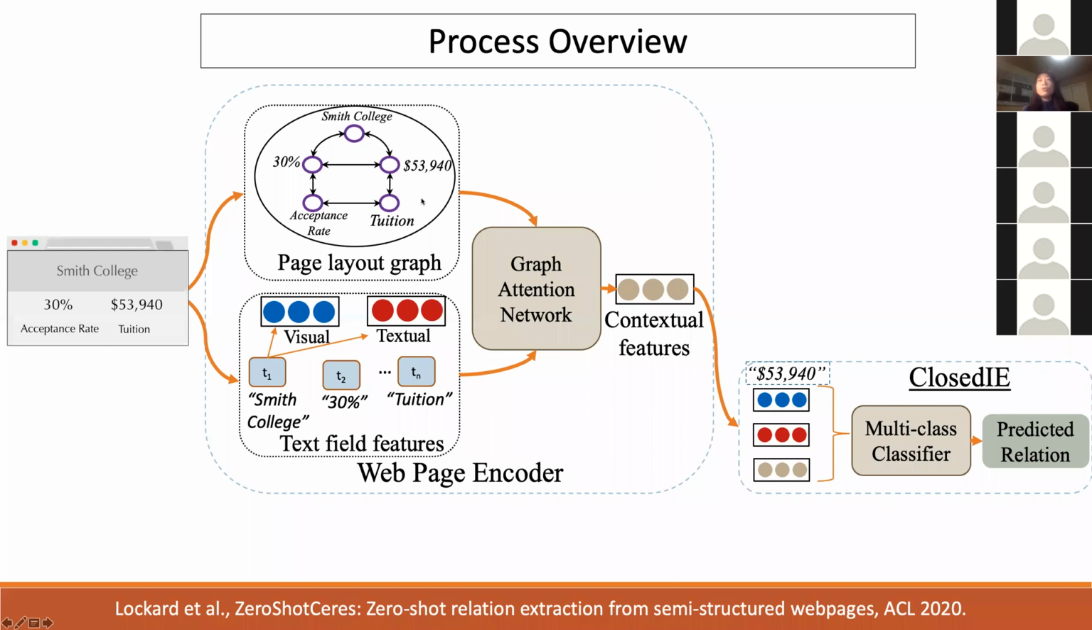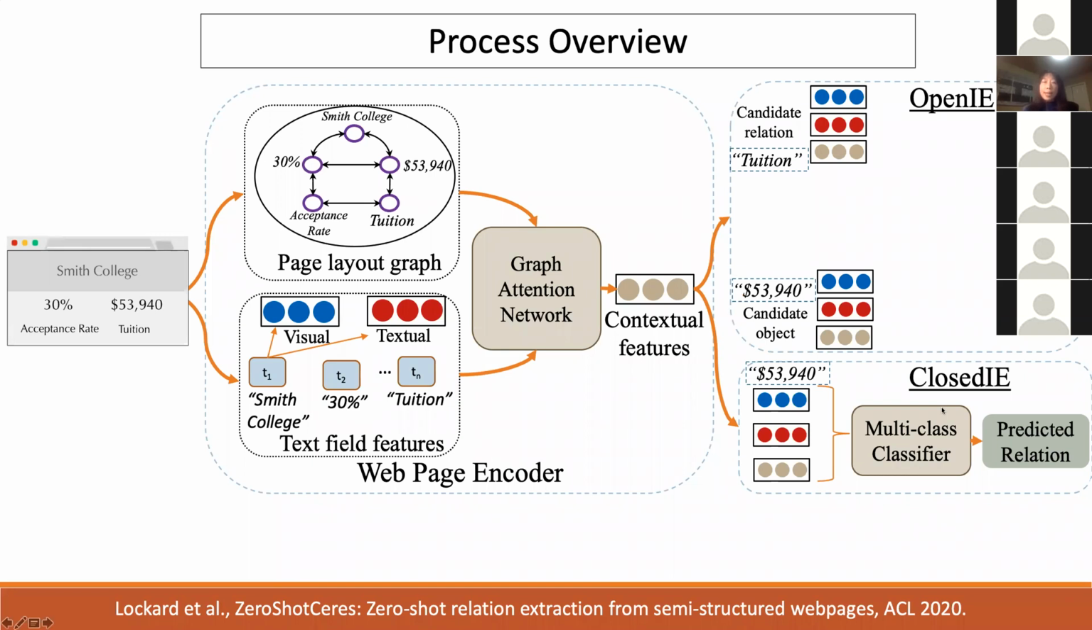So now to train the extraction model for closed IE, our goal is to decide for each text field which relation it is corresponding to. So for example, for this $53,000, we take all of the visual, textual, and contextual features and feed it into a multi-class classifier. And then we decide, okay, this is a value of the relation tuition.